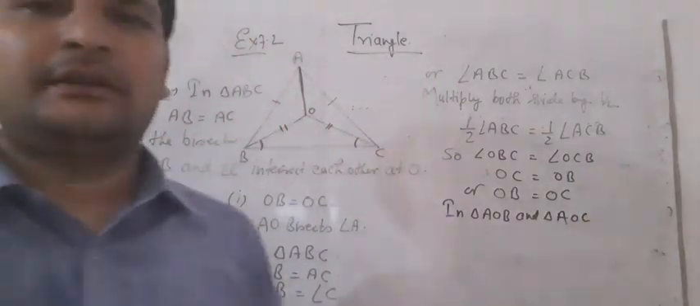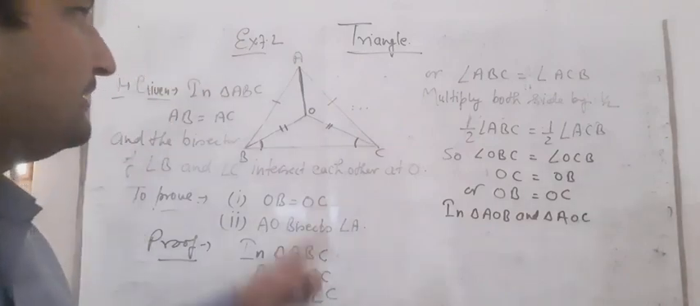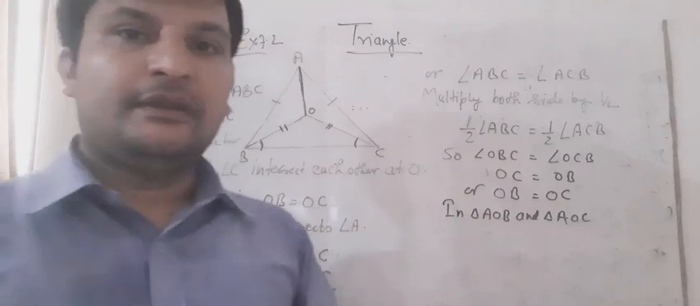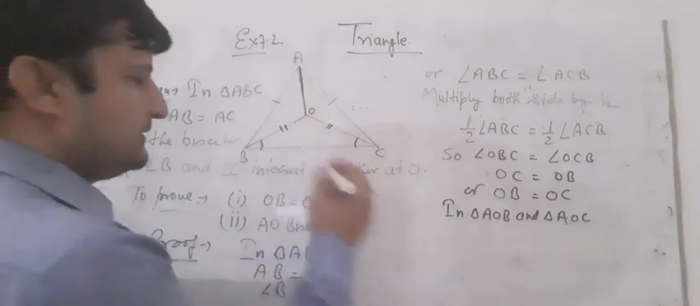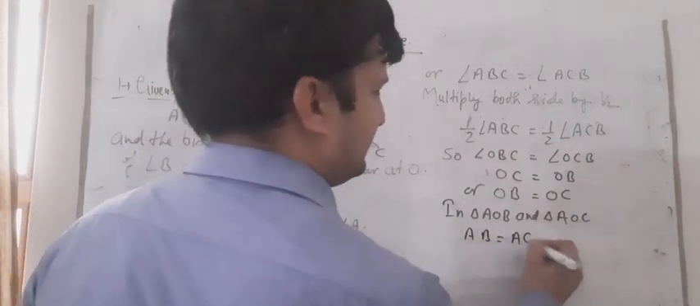We will take two triangles. We have to make them congruent to each other first, and then we can prove it by a congruency theorem and then by CPCT. So we can say that in triangle AOB, it is given that AB is equal to AC.